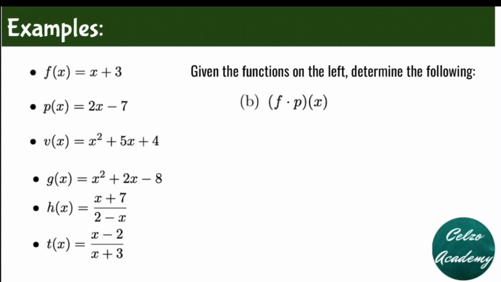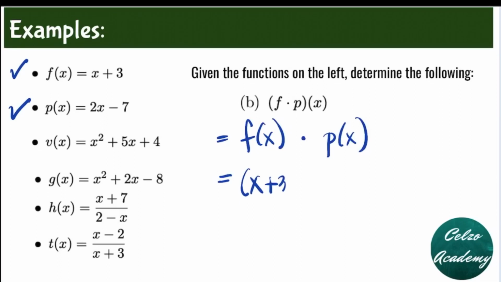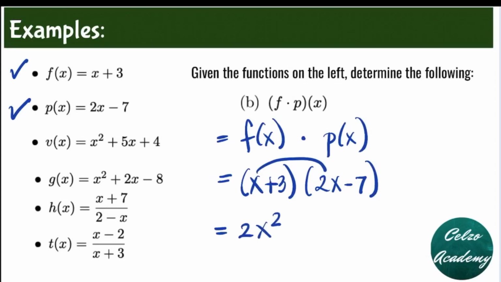Question letter B, f times p of x. For this problem, we need to use f of x, x plus 3, and p of x, 2x minus 7. So we need to multiply f of x times p of x, which is x plus 3 multiplied by 2x minus 7. To multiply this, we need to use the distributive property. X times 2x, 2x squared. X times negative 7, negative 7x. Now we distribute the 3. 3 times 2x, 6x. 3 times negative 7, we have negative 21.